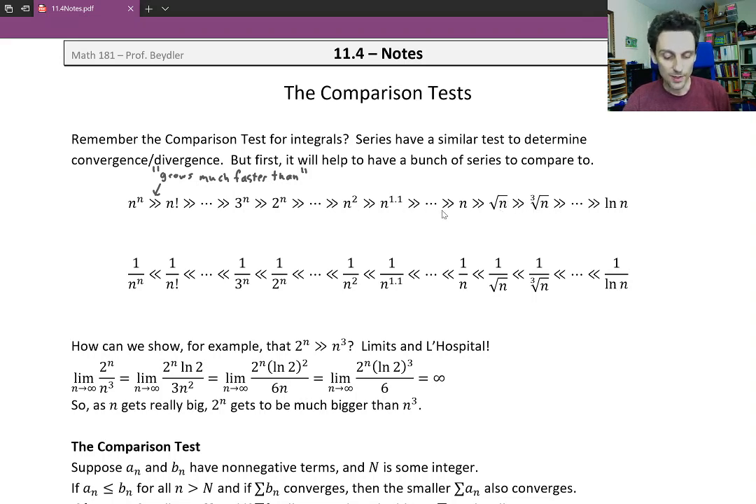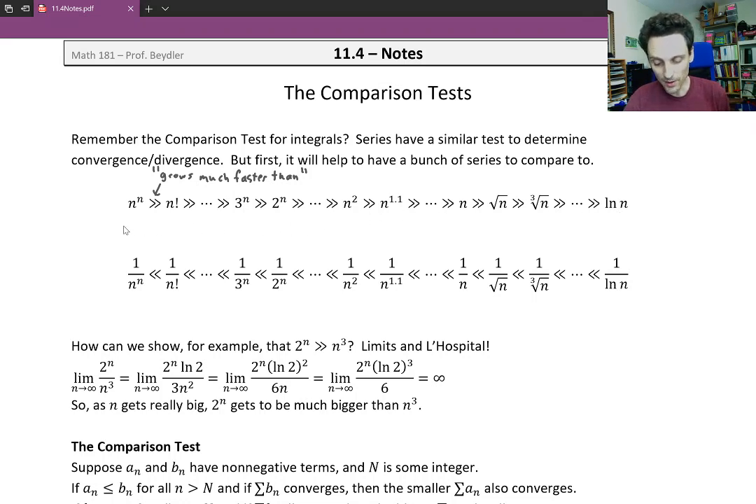Each of these are growing more and more slowly as n approaches infinity, so like n squared would grow faster than n to the 1.1, and n to the 1.1 would grow much faster than n. The cube root of n would grow even more slowly. And then last of all on the list is ln n, which grows exponentially slowly. So as n increases, ln n is not increasing that much.